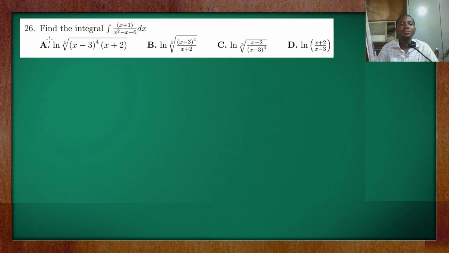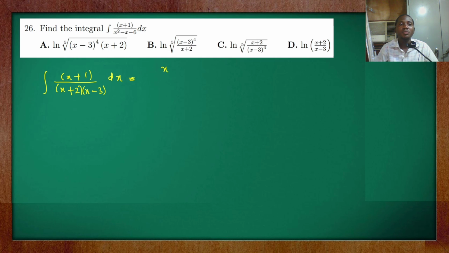So let's move on to the next question. Here we are asked to find the integral of x plus 1 over x squared minus x minus 6. Now you observe that x squared minus x minus 6 can be written as x plus 2, then x minus 3, yes, I guess, because if you expand this, you are going to have that result, because minus 3 plus 2 will give us minus x, so that means we are right. So using partial fractions, since we are able to factorize it, we can break this expression into partial fractions.